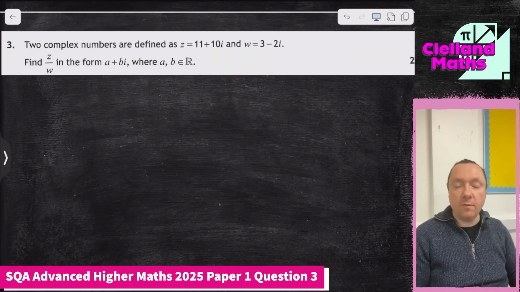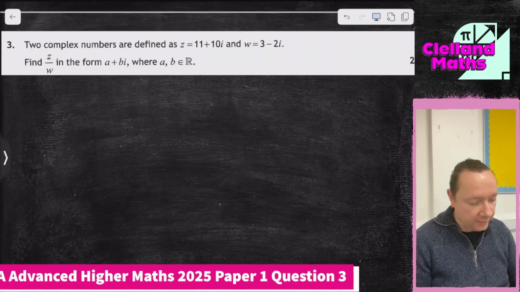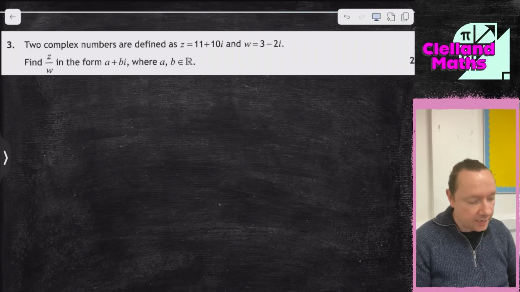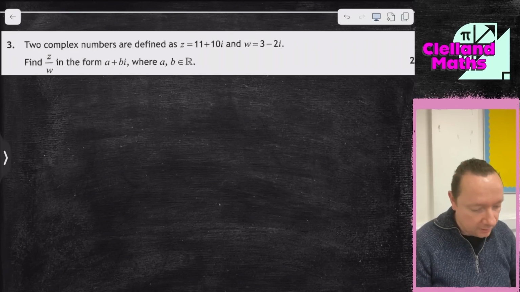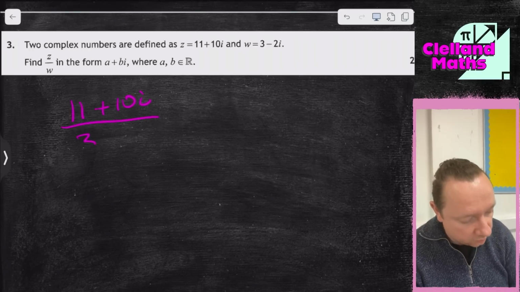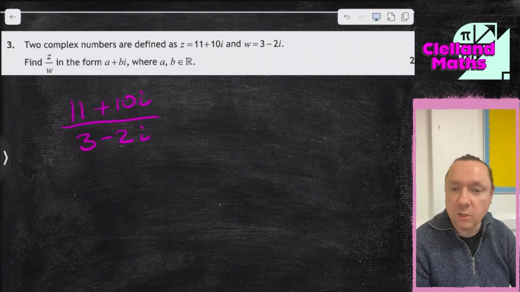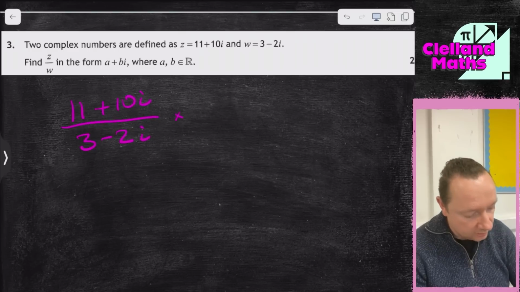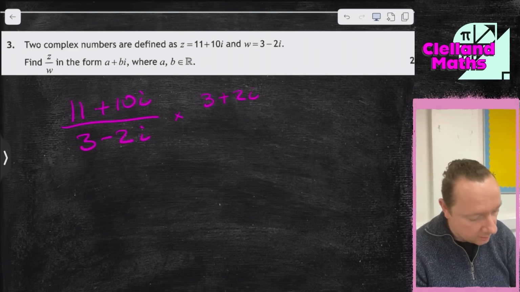SQA Advanced Higher Maths 2025, Paper 1, Question 3. Two complex numbers are defined as z is 11 plus 10i, and w is 3 minus 2i. Find z over w. Remember, you can't actually divide complex numbers, so the method is to multiply by the complex conjugate over itself. So that's just 3 plus 2i over 3 plus 2i.